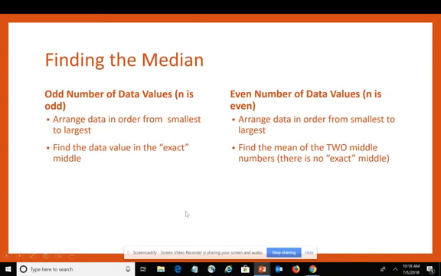Finding the median depends upon how many data values you have. You want to put them in order and then find the value that's in the middle. Well, that's easy to do if you have an odd number because you have an exact middle. If you have an even number of data values, then you actually have two middles, and we find the mean, or what you would call the average, of those two middles.